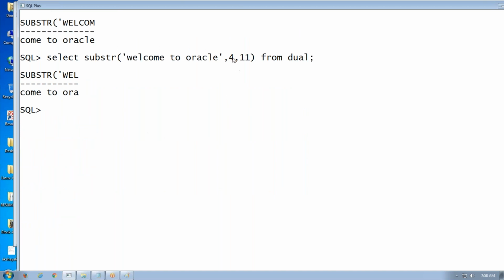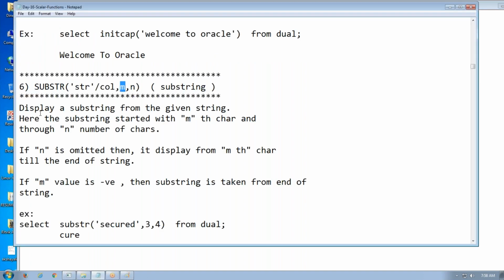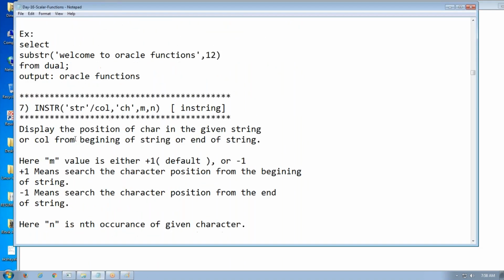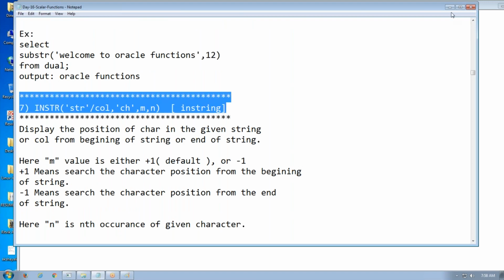Okay, tomorrow we will see the rest of the part. I am stopping at substring. Tomorrow's function, beginning function, is instr. It is also a most important, little bit confusing function. So tomorrow we will do about this. Yes, in today's session, does anybody have any doubts?